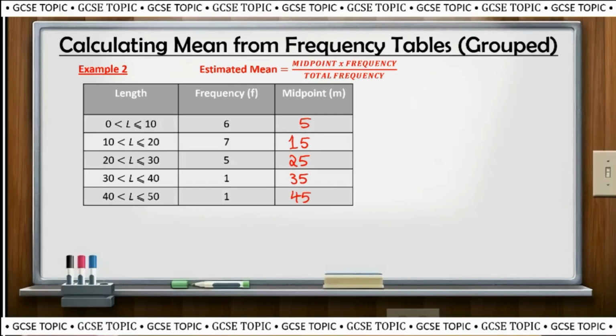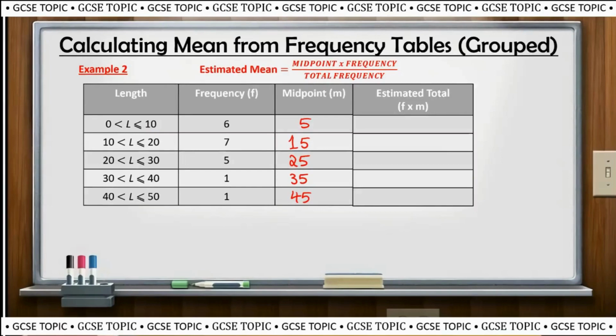For step 2, I'm going to find my estimated total by multiplying my midpoint with the frequency. So 6 times 5 is equal to 30. 7 times 15 is equal to 105. 5 times 25 is equal to 125. 1 times 35 is equal to 35. And 1 times 45 is equal to 45.